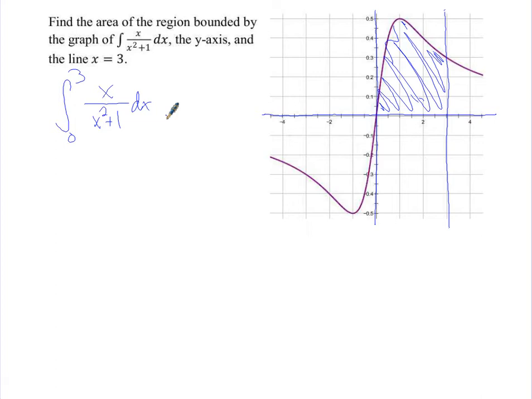Notice that we almost have the derivative of the denominator sitting in the numerator. All I need is a 2, and a 1/2 out front to keep the thing unchanged. Now I can use the log rule for integration. And what do I get? 1/2 natural log of the absolute value of x squared plus 1.